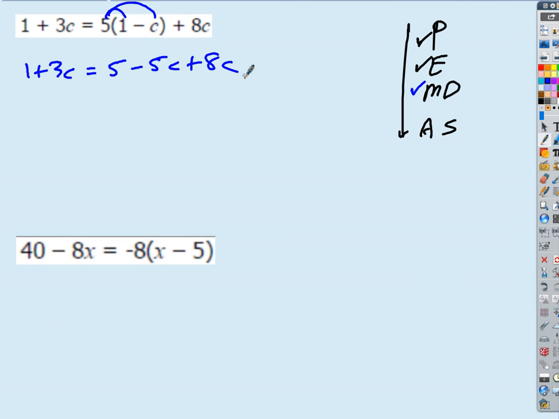Good. Now what? What about the add subtract? Okay, good. We can combine some like terms. Negative 5C plus 8C is 3C. Okay, good. And we still have multiple C's. What's the next step? There's where it starts to get weird.